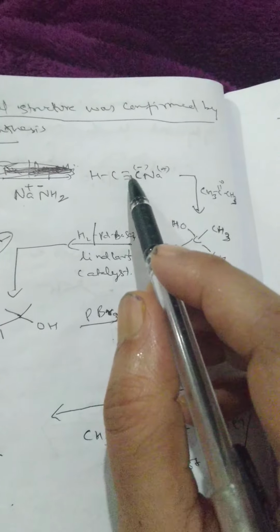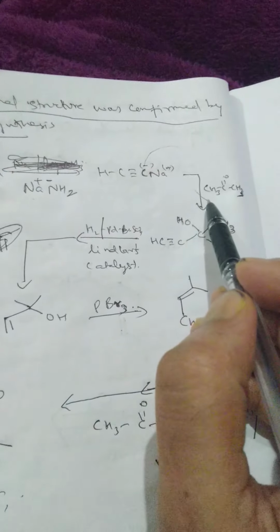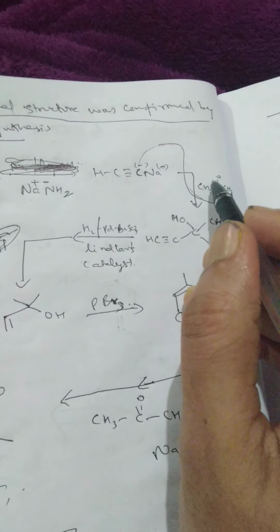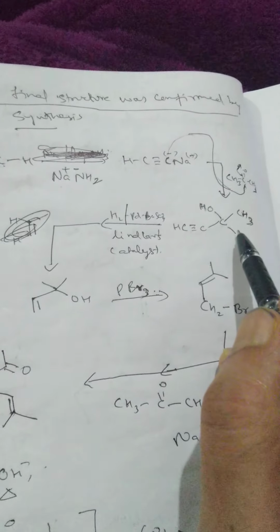Okay. Then they reacted it with acetone. So what will happen if it reacts with acetone? This will come here and attack here. This will come up, and you put hydrolysis, it becomes OH, and you get HC triple bond C, C OH CH3 CH3.